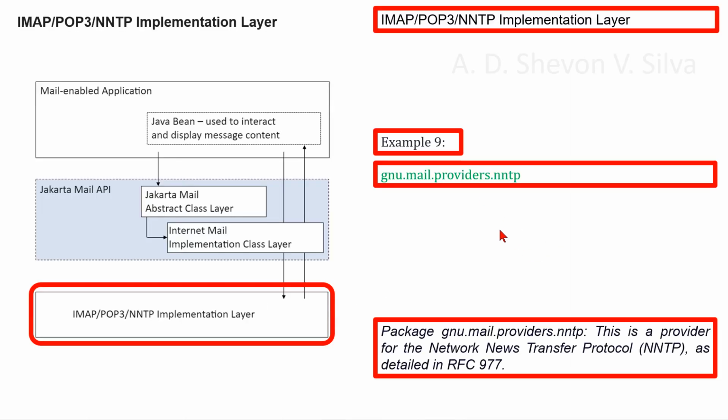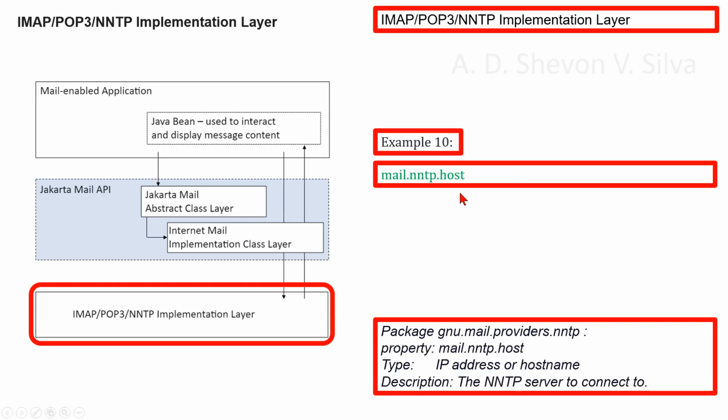Now we are considering package gnu.mail.providers.nntp. This is a provider for Network News Transfer Protocol, NNTP, as detailed in RFC 977. Now we are considering the property mail.nntp.host. Property name, this is of type IP address or host name. This is the NNTP server to connect to.